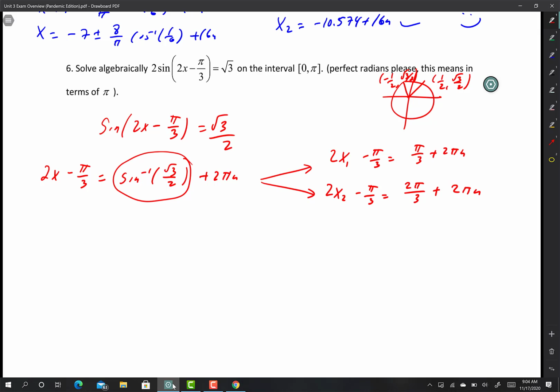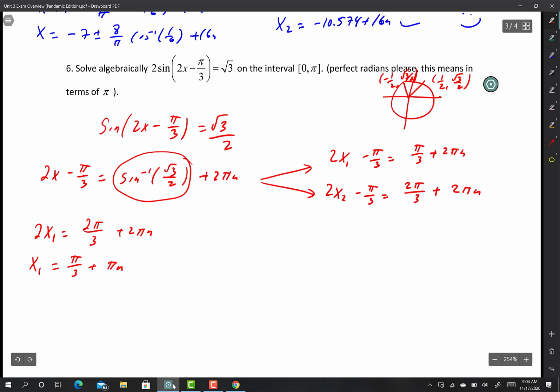I'm going to take equation number 1 first, guys. I'm going to go ahead and add pi over 3. So let's see, 2x1 equals pi over 3 plus pi over 3. That's 2 pi over 3 plus 2 pi n. And then divide both sides by 2. So 2 divided by 2, the 2's cancel out, so you just get pi over 3 plus pi n.